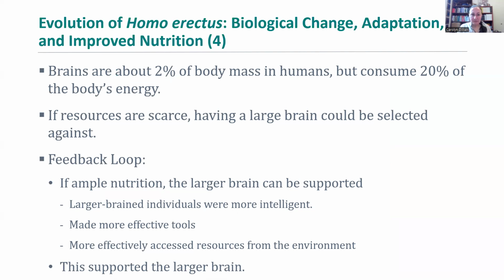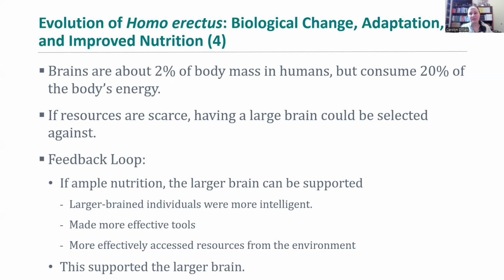Now, the reason why meat and cooking food is so important is because of our large brains. So, even though brains are only about 2% of our body mass, they use up about 20% of our body's energy. So, if nutrients are scarce, having a large brain would actually be really detrimental to an individual and could lead to selection against large brains. So, large brains can only evolve if there's enough nutrition to support them, that tissue that's so energetically expensive.